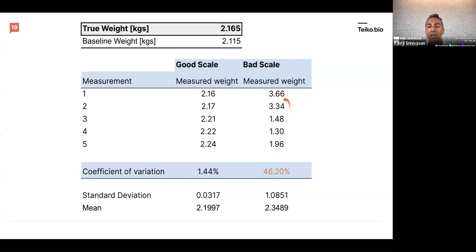And this is a bad scale that swings all over the place, 3.66 kg, in fact, posting a lower weight gain. This is a coefficient of variation of 46%. So this is not a good one for measuring a baby's weight.